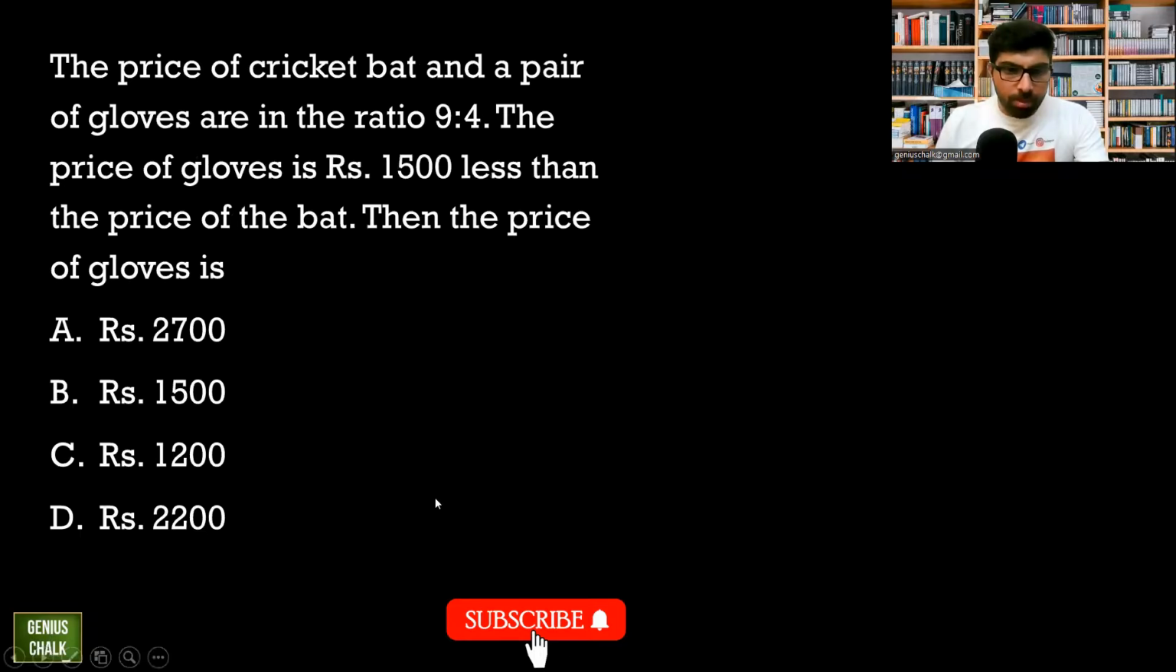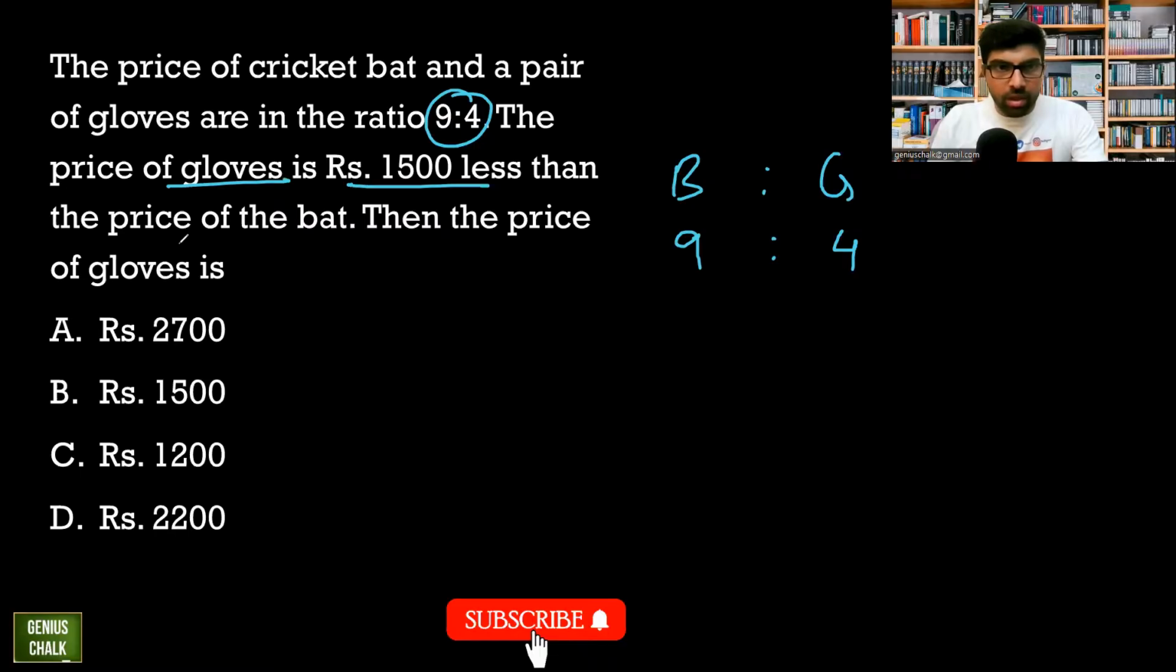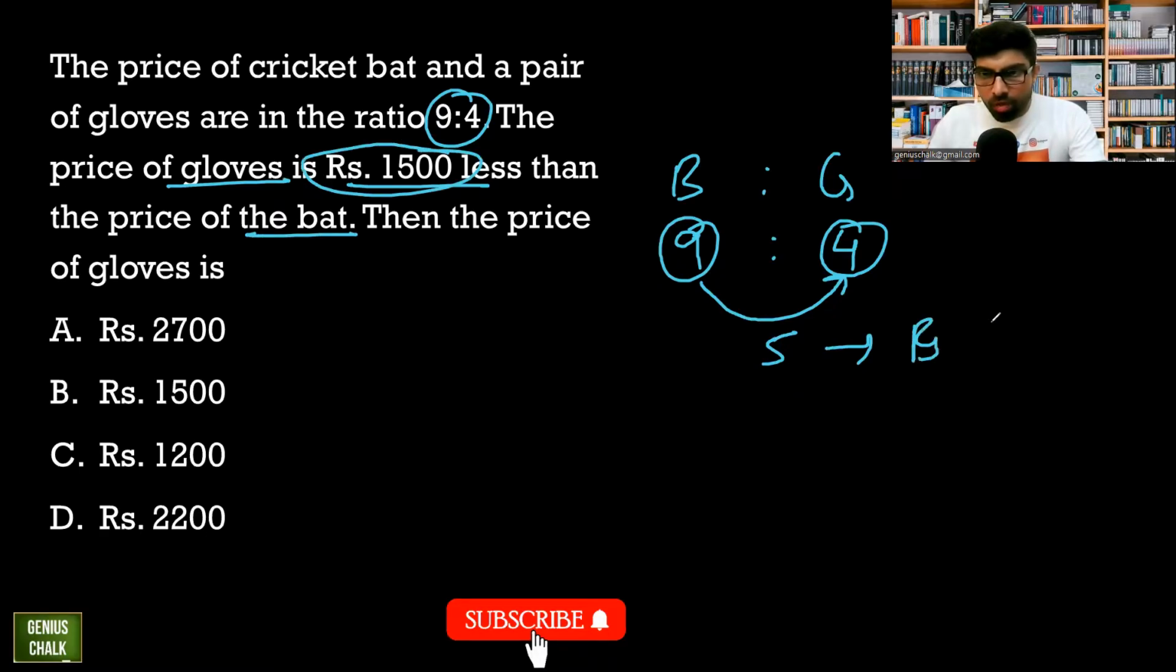Okay. The price of a cricket bat and a pair of gloves is in the ratio 9:4. So this is the cricket bat, then a pair of gloves. The ratio is 9:4. Now the price of gloves is 1500 less than the price of the bat. So what is less here? You can see gloves are 5 units cheaper, 9 minus 4. And the question says they are not 5 units cheaper, they are 1500 rupees cheaper. So one unit is equal to 300.